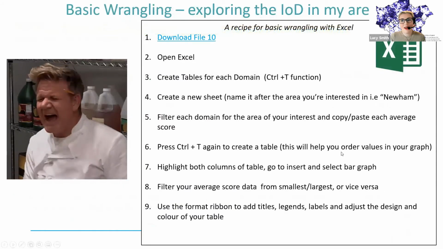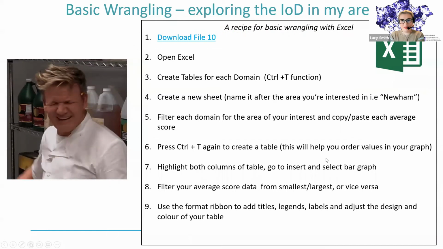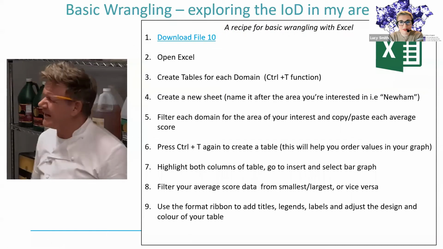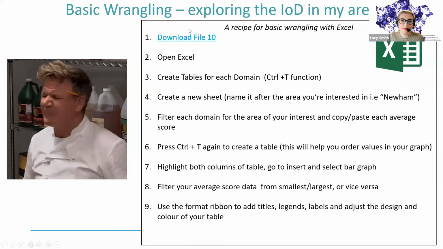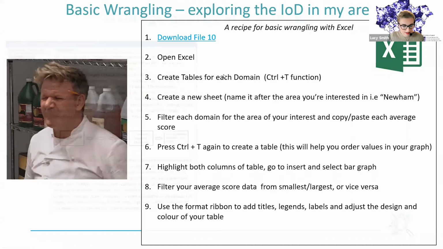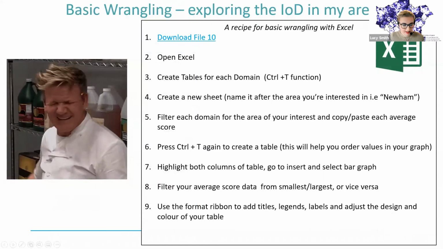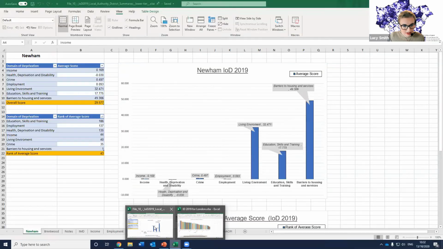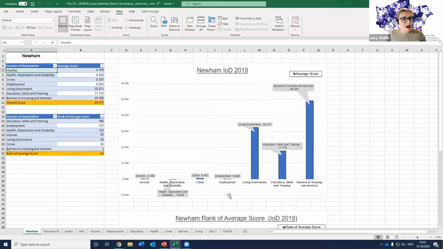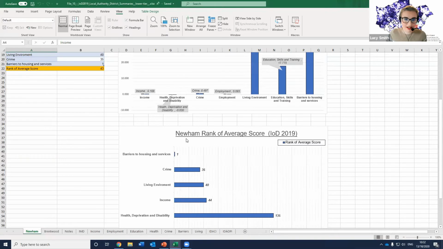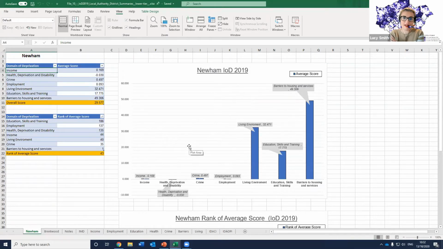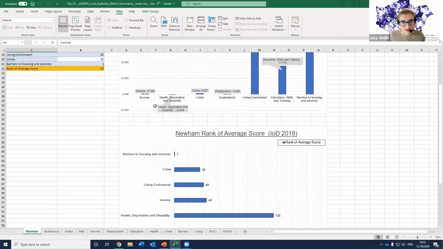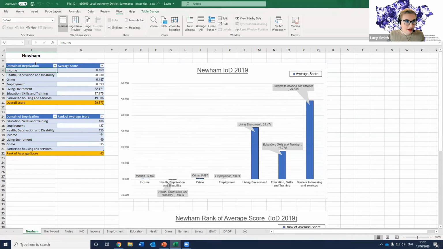So I'm going to do an example. Anyone who's kind of a whiz with Excel, this is just my way of doing it. So you might have a particular way of doing analysis, and that's fine, but this is the way I do it. So just very quickly, this is some stuff I made earlier, looking at the different domains of deprivation and then the rank across Newham. So how did I make this?